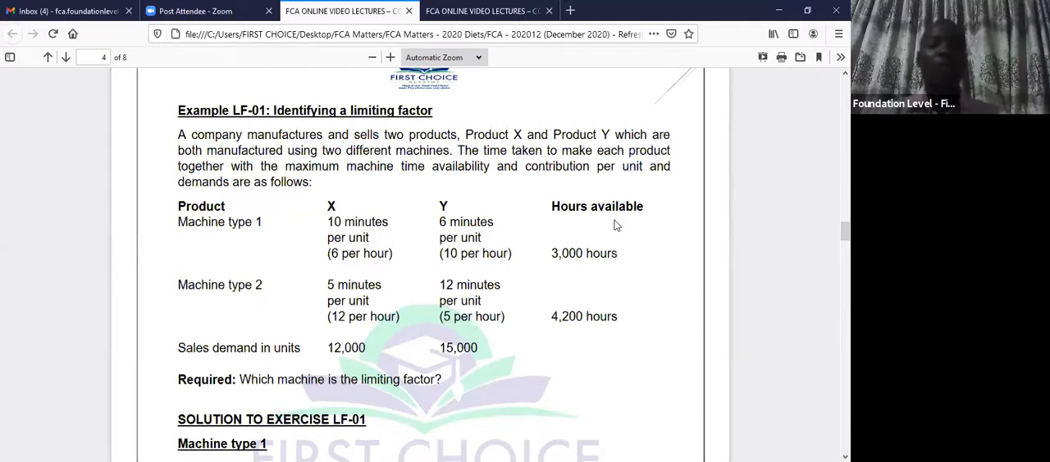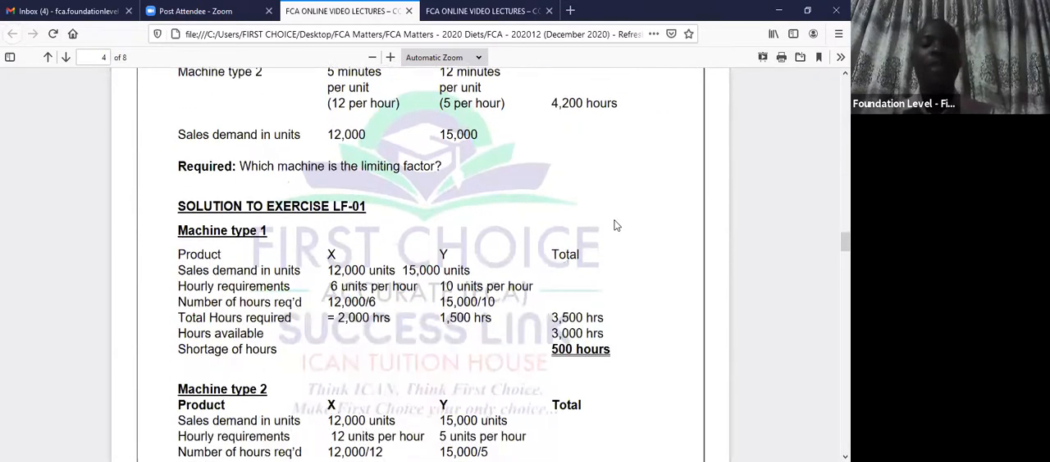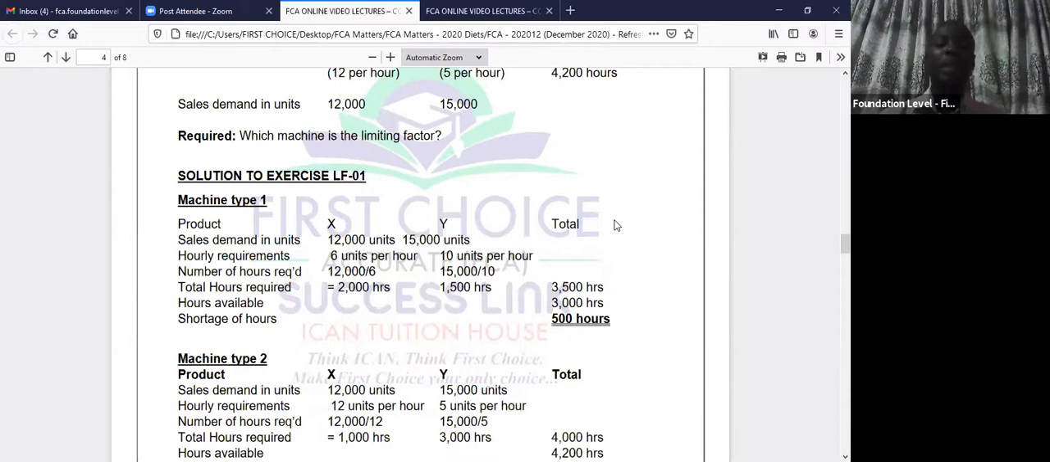And now look at the demand. For X is 12,000, for Y is 15,000. And now we are asked, what machine is the limiting factor? We need to know if it is X or Y that is the limiting factor. How do we do that? Now look at taking them in turns.